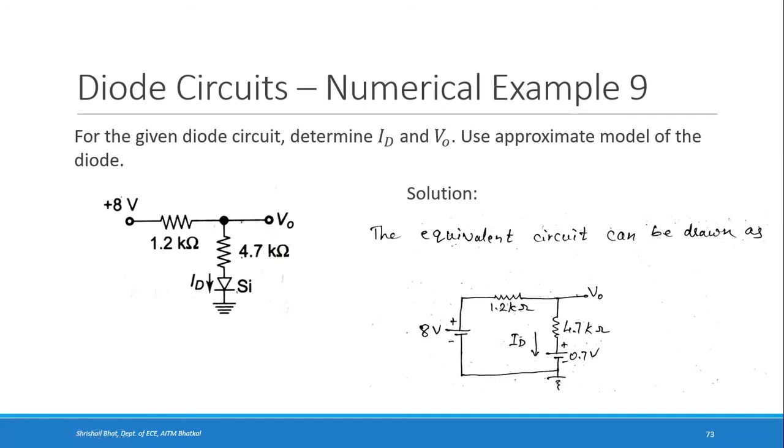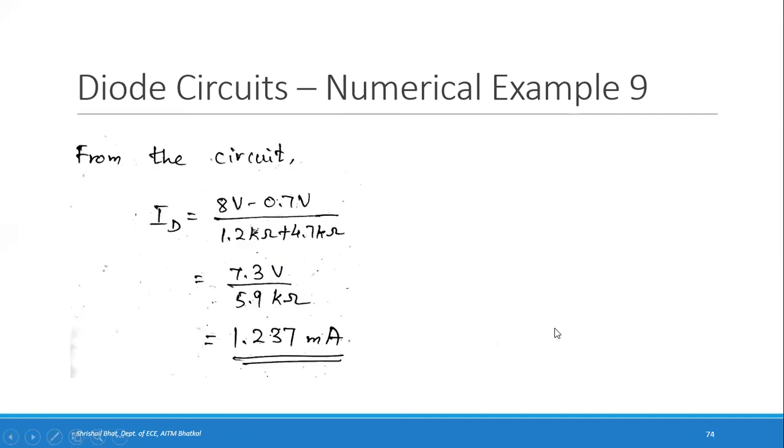ID is equal to 8 minus 0.7 divided by, there are two resistances in series here, 1.2k plus 4.7k. So 8 minus 0.7 is 7.3 and 1.2 plus 4.7 is 5.9. If I calculate this, please verify whether you get the same. You get 1.237 milliamps. This is the value of ID.